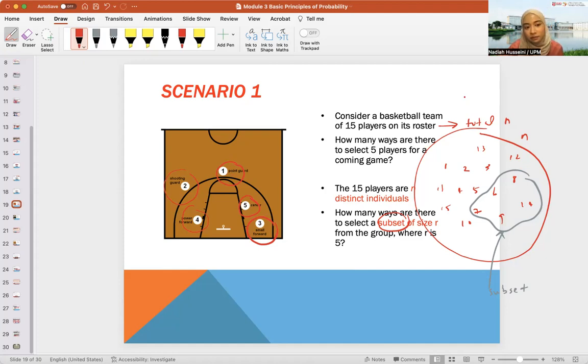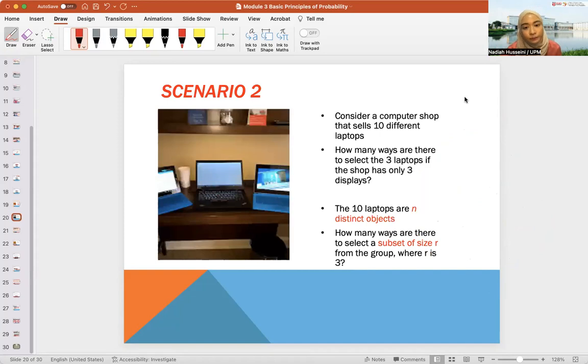Quite hard, right? How do we find out the number of possible ways to select 5 out of the 15, whereby each individual has to be assigned a role in the team? Okay, moving on. Scenario number 2.